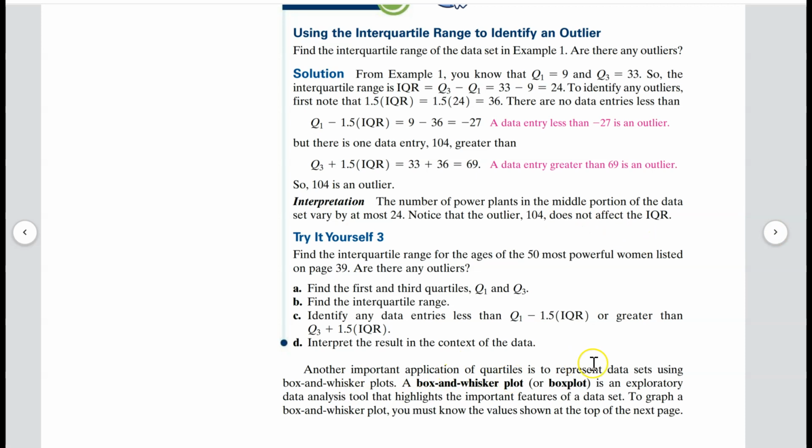Another important application of quartiles is to represent data sets using what's called a box and whisker plot, also known as a box plot. I always call it a box and whisker plot. It's an exploratory data analysis tool that highlights the important features of a data set. To graph a box and whisker plot, you must know the values shown at the top of the next page.